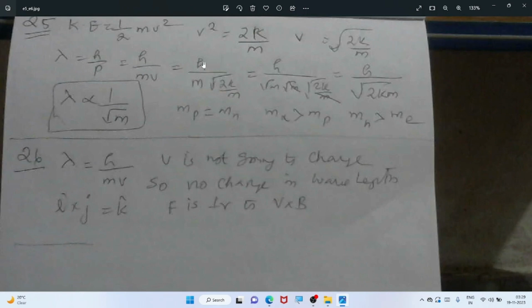Kinetic energy, okay. Here you see λ equal to h by p. Wavelength λ is inversely proportional to the mass.